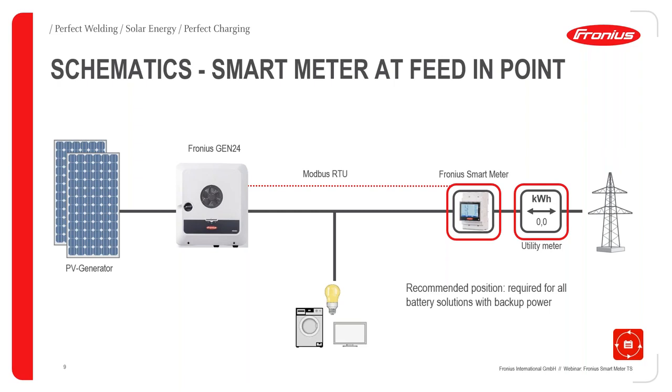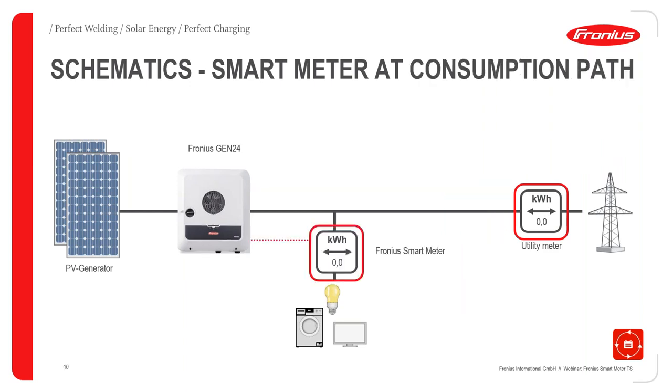It also can be used there, or it's mandatory to position it there when we talk about the backup system or a battery system. When we want to do one of those two things, we need to set it on this position. Yeah, and the second position where we can set the Fronius Smart Meter is actually the consumption path. If it's for some reason not possible to set it on the feed-in point, it's also possible to set it here in the consumption path. But please, if it's possible, do it on the feed-in point.